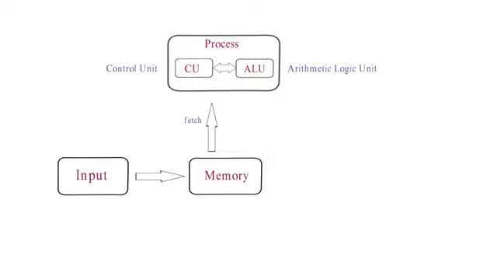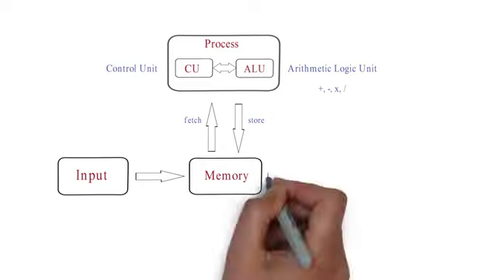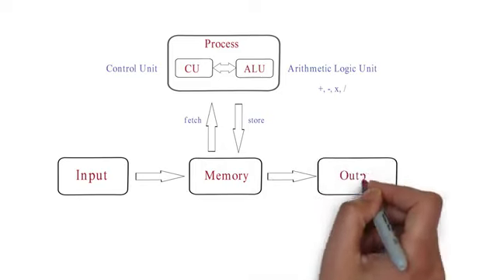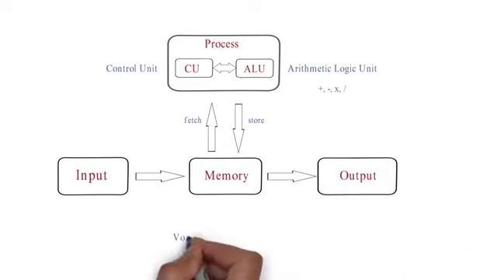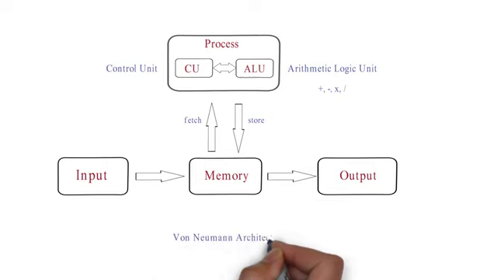The role of the CU is to manage the commands and input-output. ALU is work to perform mathematics functions. After processing complete, the control unit stores the result in memory and display the output. This is the working of von Neumann architecture.